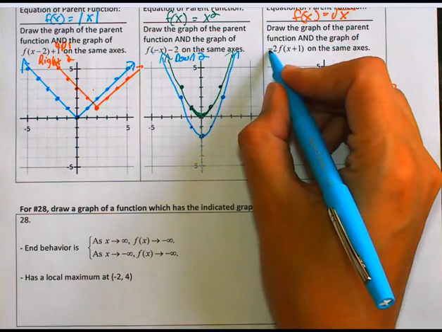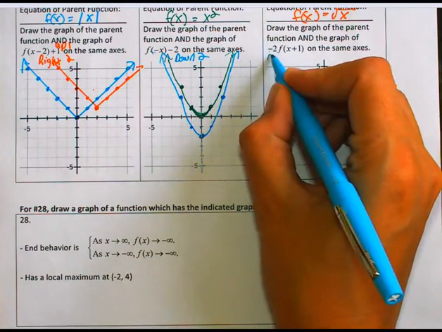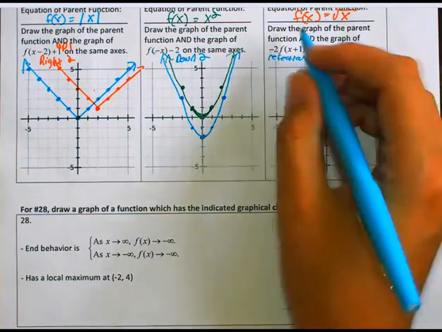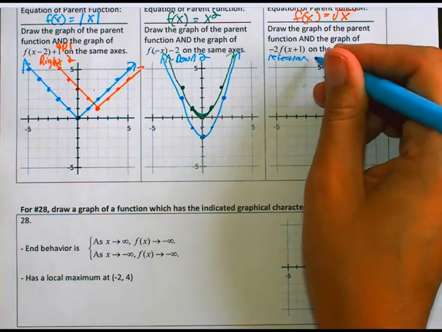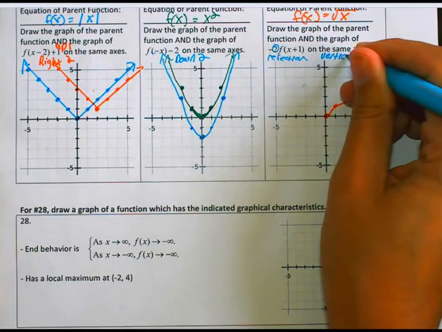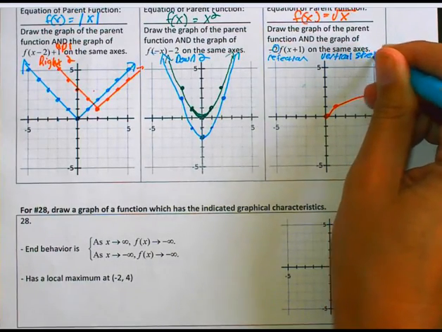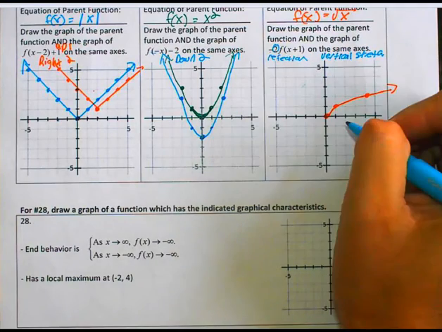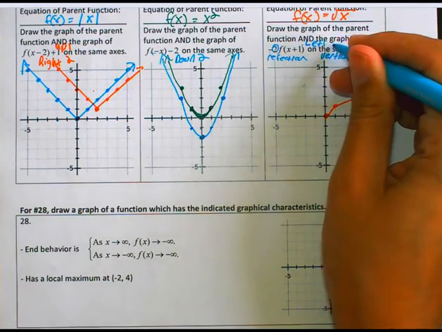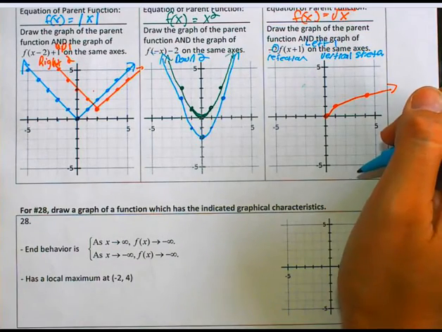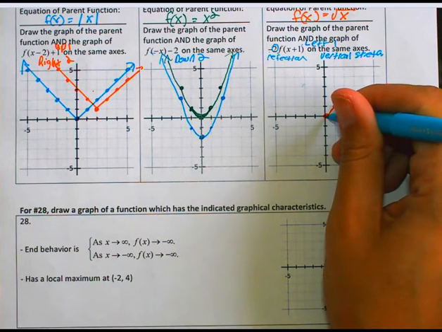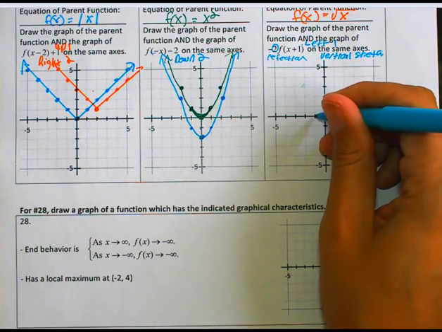I see that the negative means that there's going to be a reflection over the x-axis. And then that 2 means I'm going to have a vertical stretch. And then the plus 1 on the inside of the parentheses means that I'm moving left 1. So I'm going to go ahead and start here, and I know that I need to move left 1.